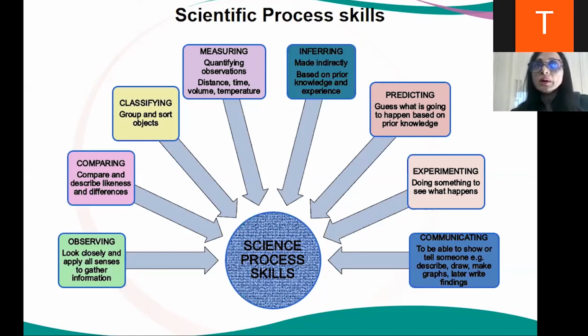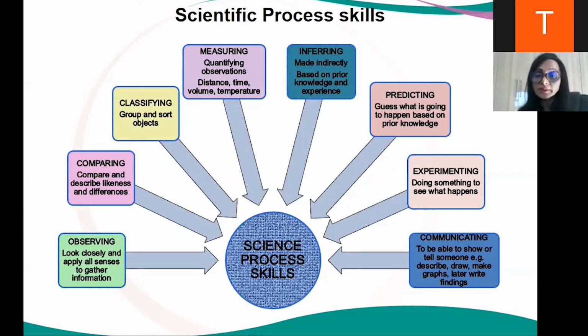When you ask the children questions, and when the children answer the questions, they are actually communicating with you. When you ask children to draw something, they are communicating in a different way by drawing. So, children can communicate in different and various ways. So, students, remember that these are the 8 scientific process skills.